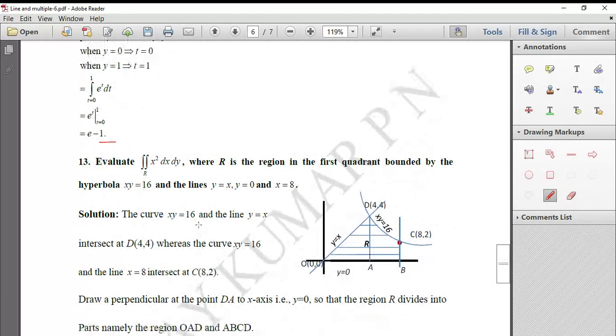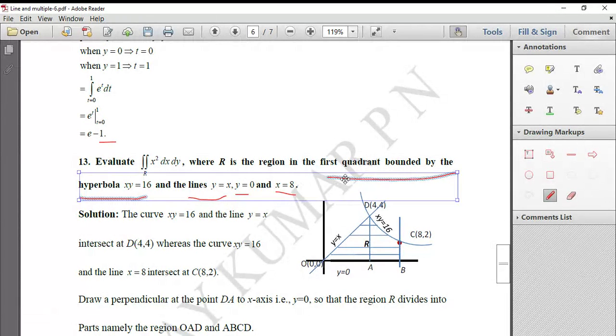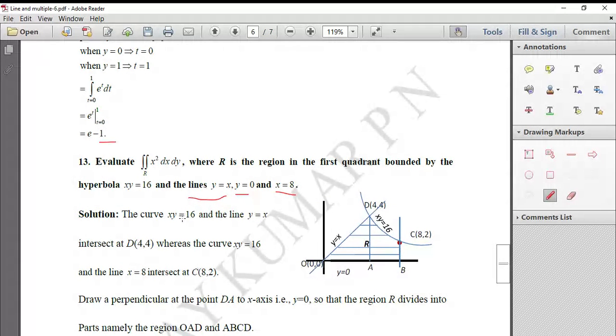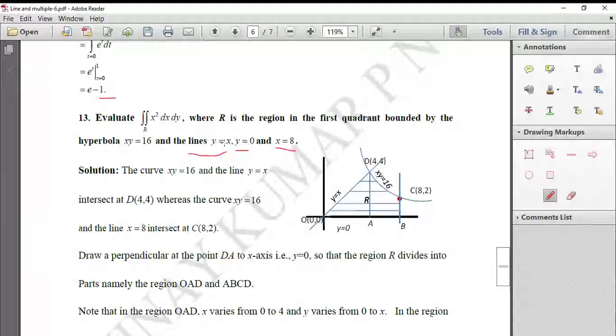Now, let us solve one more problem. Evaluate double integral over R of x square dx dy, where R is the region in the first quadrant bounded by the hyperbola xy is equal to 16, and the lines y is equal to x, y is equal to 0, and x equal to 8. So anyhow, they are given in the first quadrant. Let us see what these are. First of all, let us find out where they will intersect.